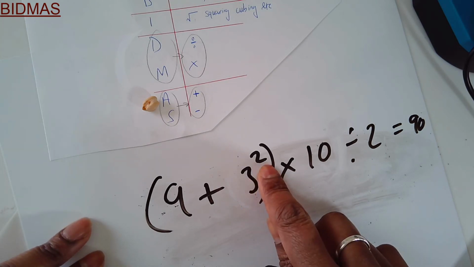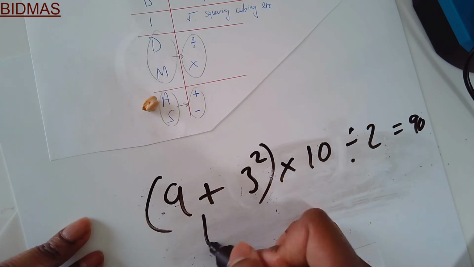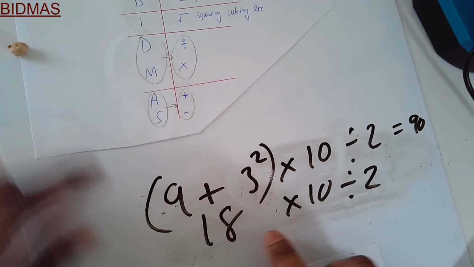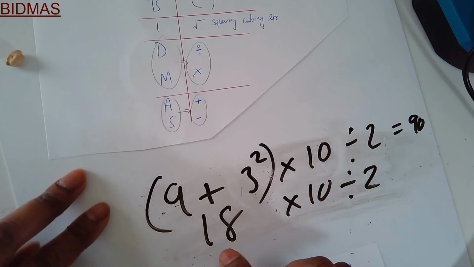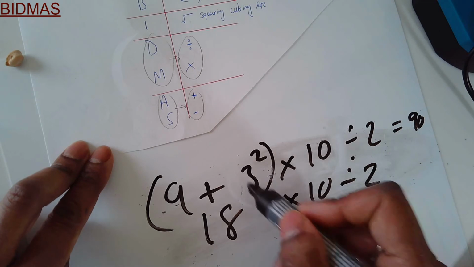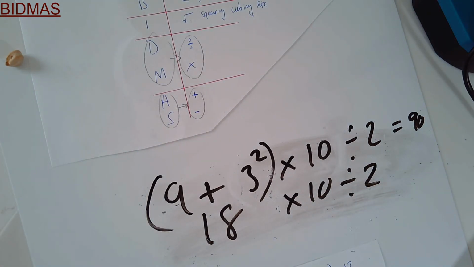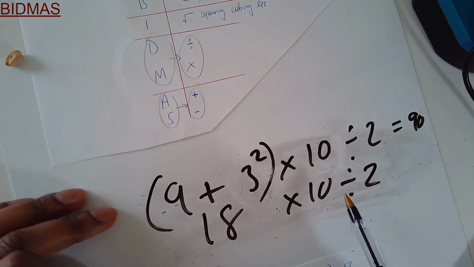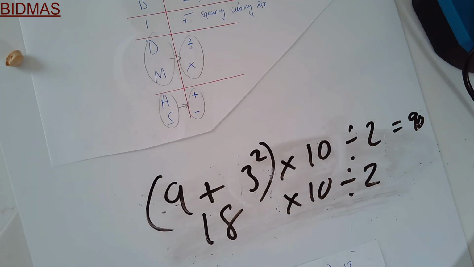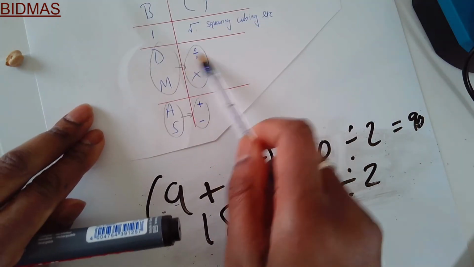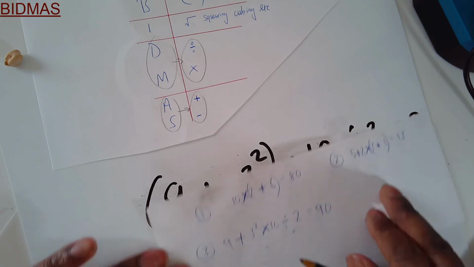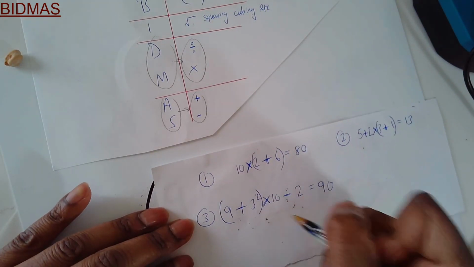Maybe here. 3 squared is 9. 9 add 9 is 18. Then you've got the times 10, then you've got the divide by 2. Just go from left to right. 18 times 10 is 180. 180 divided by 2 is 90. It works. It wouldn't have made any difference if you did 18 divided by 2 is 9, 9 times 10 also gives you 90. But we just go from left to right. Remember, if they're in the same league, just go from left to right. So putting the brackets here makes it work.